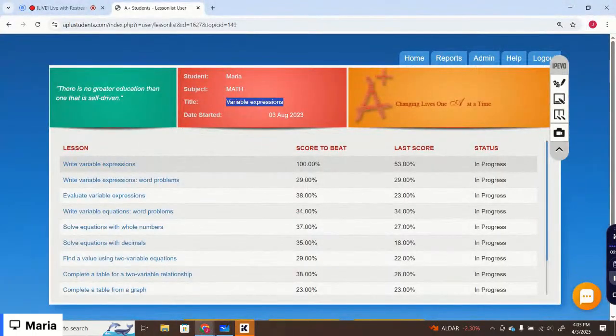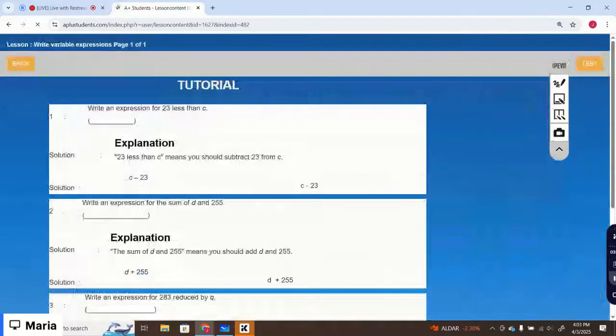Here I'm on grade 5 math. Let's just start with the chapter variable expressions. Write an expression for 23 less than C. So 23 less than C means you have to subtract 23 out of C. So that is C minus 23. That is C minus 23.